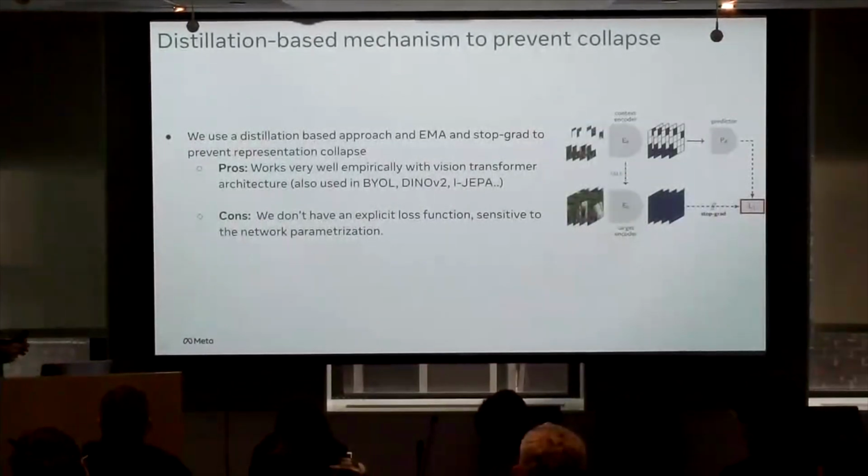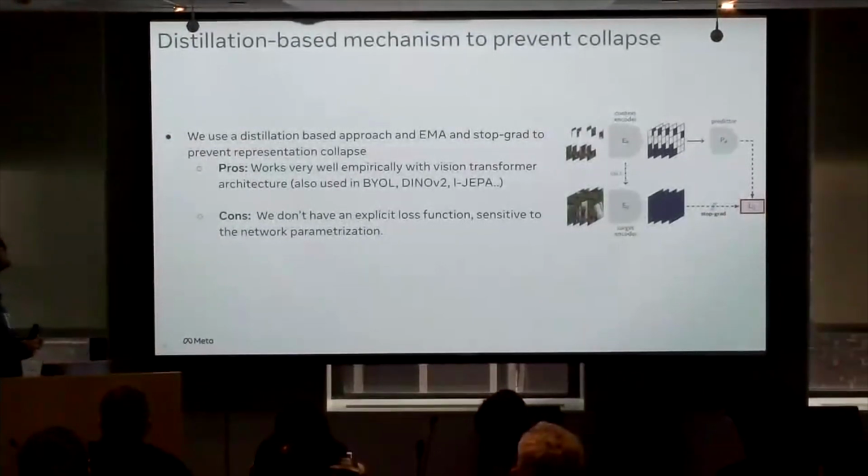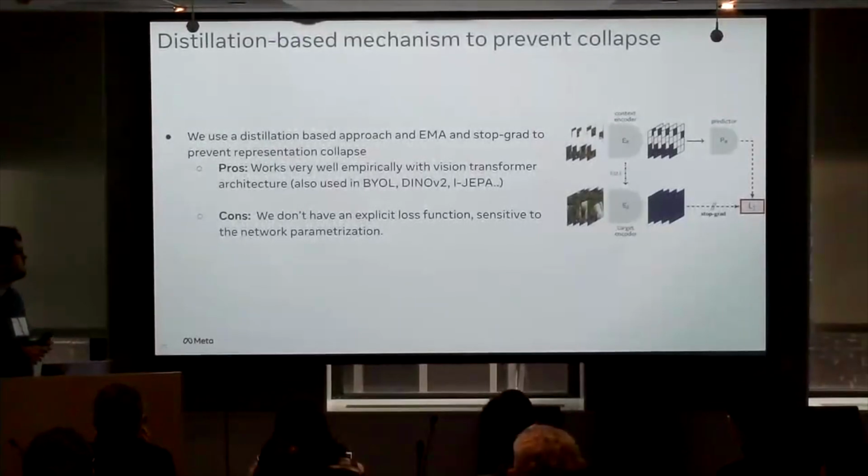To prevent collapse, we use a distribution-based mechanism. And I would say it's mostly a technical detail, in the sense that combining a vision transformer architecture with a distribution-based approach works very well. It has been used in DINOv2, for instance, which also uses a vision transformer, and in JEPA.